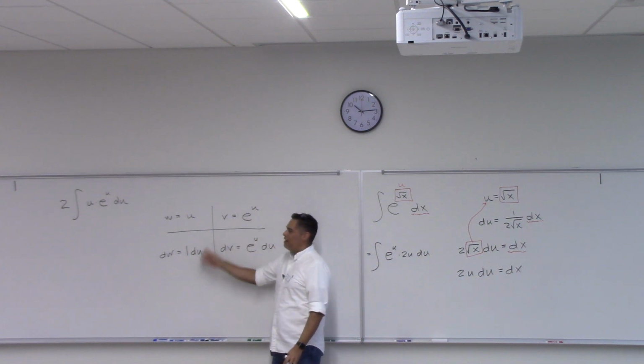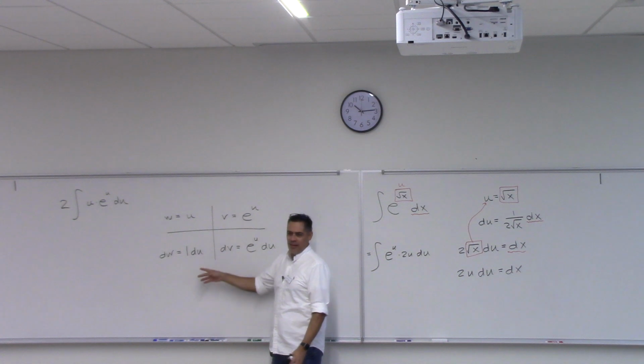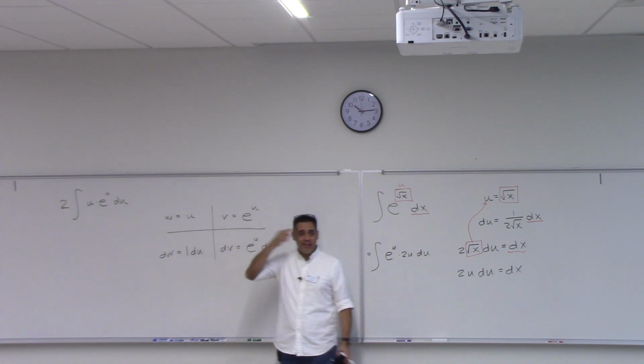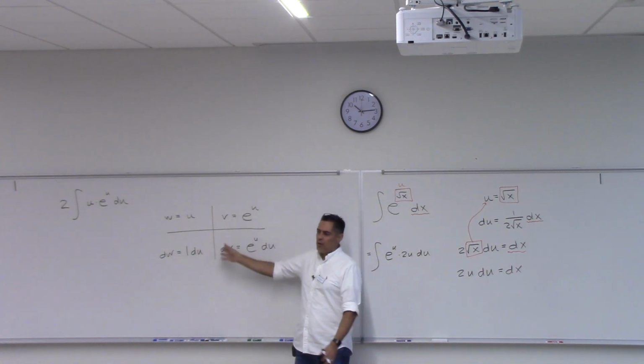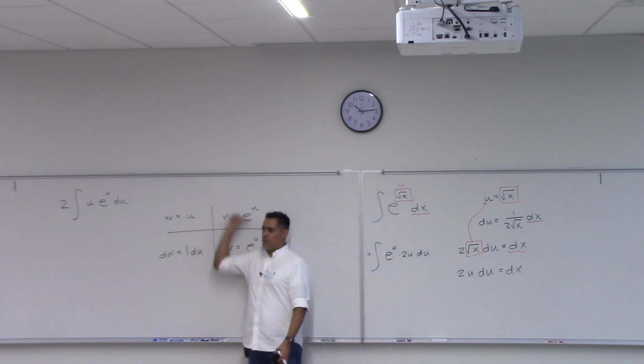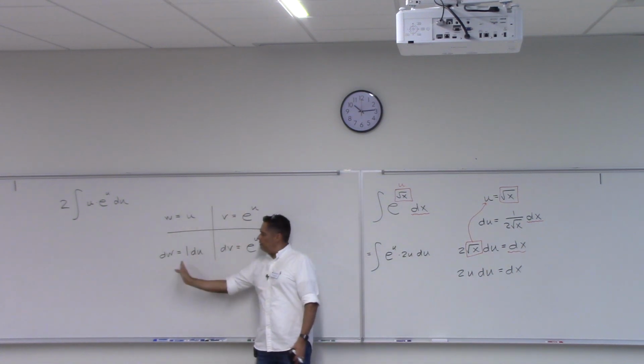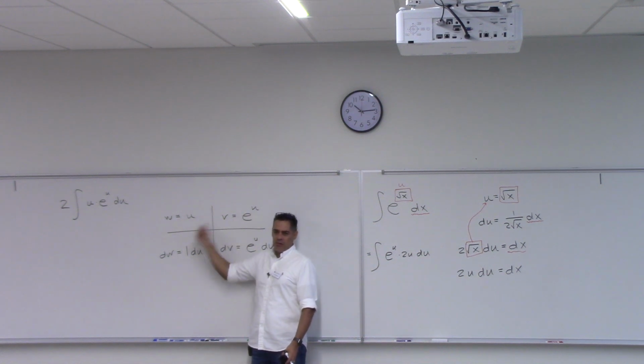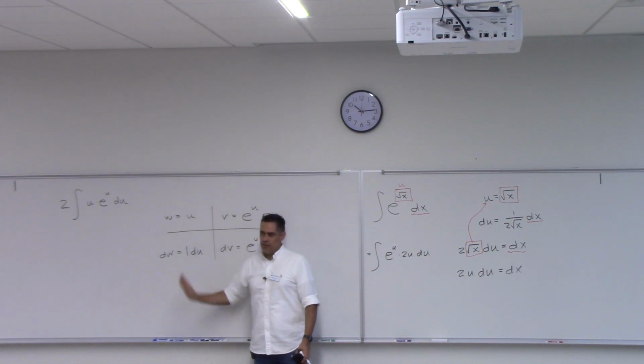Voodoo. It's not voodoo anymore, right? Who cares? It's this times this. That's the new integral. See, that's why I like working with a table, because I'm thinking about what my answer is going to be. It's going to be these two multiplied minus the integral of those two, right? These two multiplied minus the integral of those two.